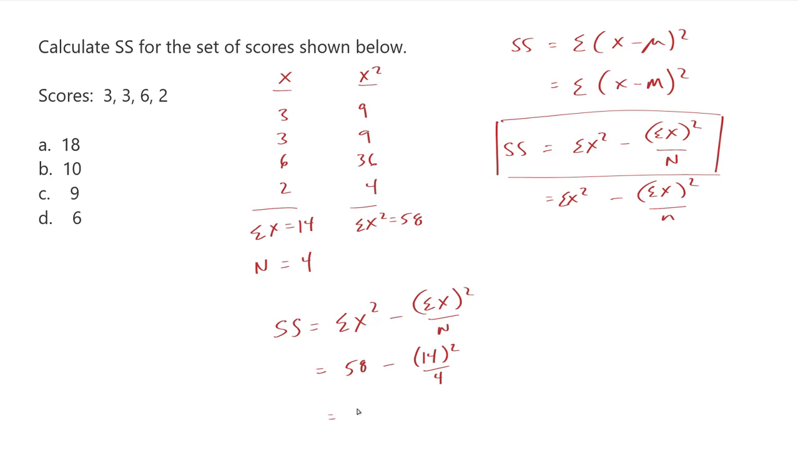14 squared is 196. Divide that by 4 is 49. So this is 58 minus 49. This is equal to 9. So the sum of squares is equal to 9. So my answer is C.